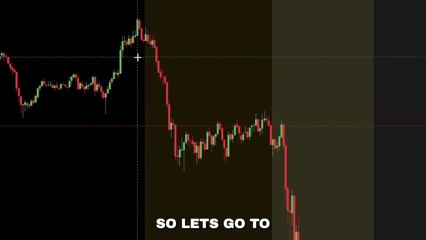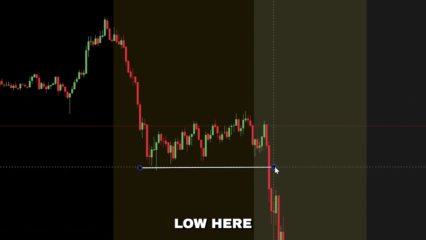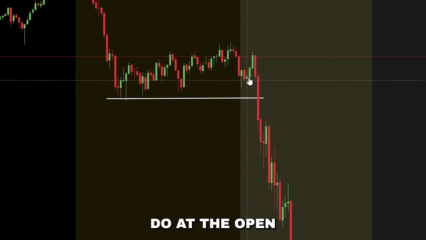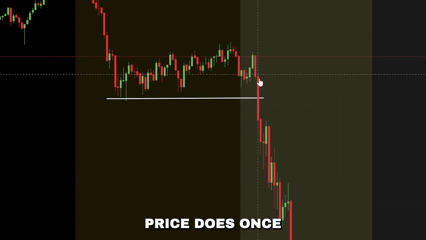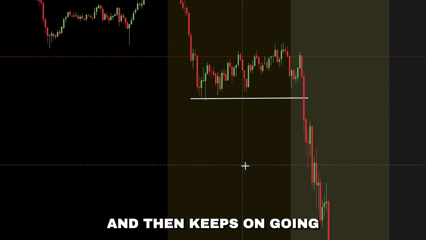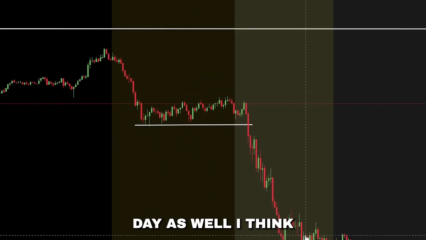So remember that liquidity sweep, sometimes you won't get a sweep, you'll just get a run of liquidity. So let's go to a day like this. Where do we have right here? We have our London low. We have equal lows over here as well. So what does price do at the open? Price opens up and then price just runs liquidity, doesn't sweep, and then keeps on going, keeps on going. This was a news day as well, I think.